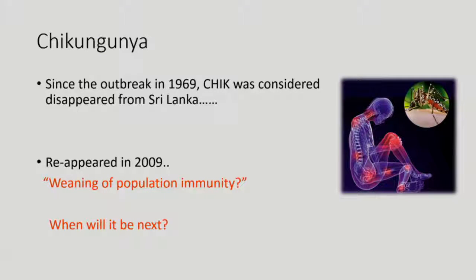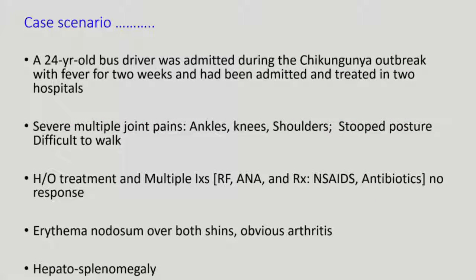Looking at chikungunya, in 1969 we had the outbreak. We thought it had disappeared from us, but it reappeared in 2009, probably due to waning immunity. So when will the next one be?